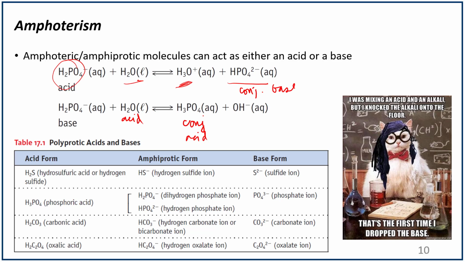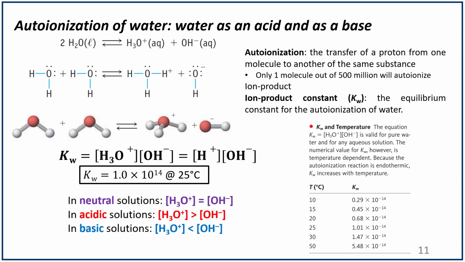Here's some list of polyprotic acids and bases. Again, we're not going to discuss them until later, but most of the polyprotic acids are actually the ones which are amphoteric. Again, amphoteric species just act either as an acid or as a base. They can do both. So water is one of them. We have illustrated that in many examples already.